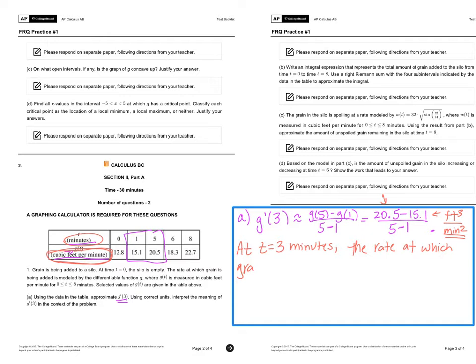So again, the points for that one, there were 2 points. There was 1 for getting this answer, and this is good enough. And then there was 1 for the explanation. And remember, the explanation has to have all of those parts. So if you didn't put at t equals 3 minutes, you would not get that point. If you did not have correct units, you would not get that point. So every piece of it has to be correct for you to get that. So that was letter A.